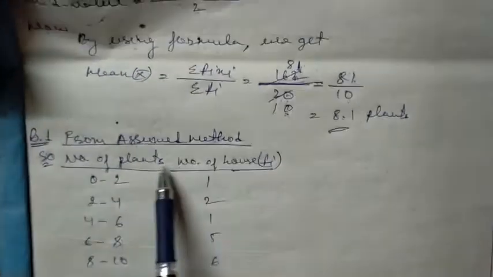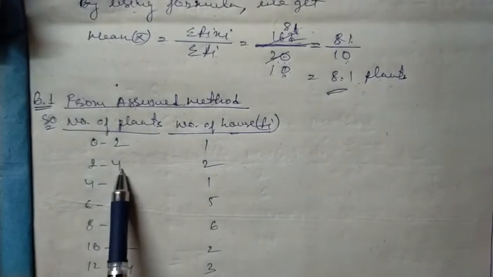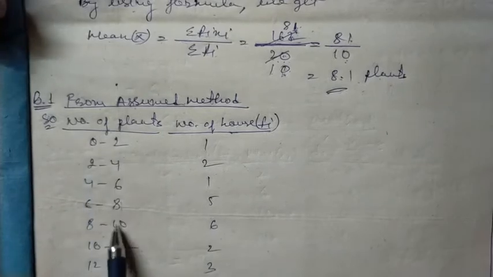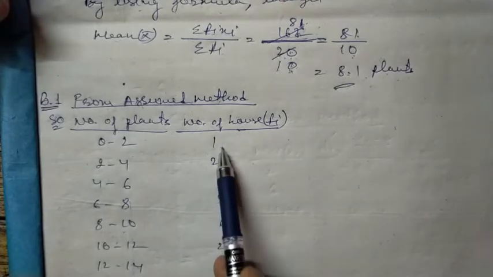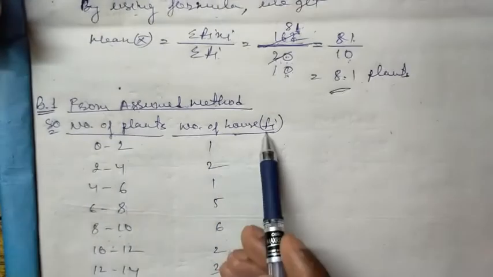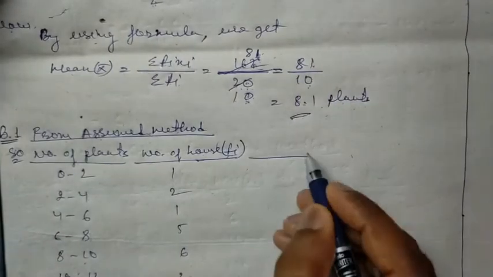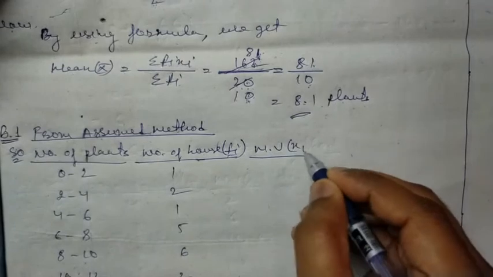This is the question, as you know: 0 to 2, 2 to 4, number of plants. This is called a continuous series or class interval. This is the number of houses, that is frequency. Now again, what you have to find out here? The mid value, that is xi.